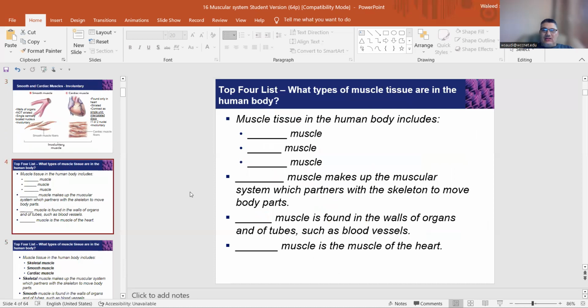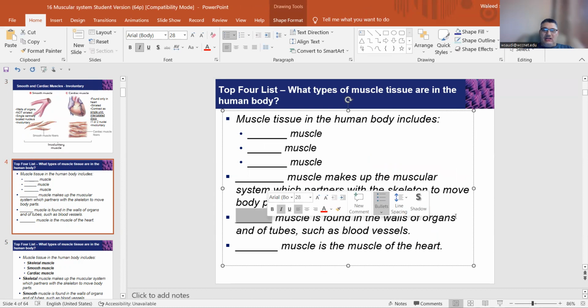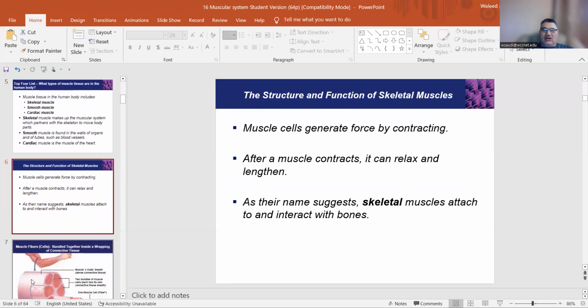So here it is. What are the three types of muscles? Obviously, skeletal, smooth, and cardiac. Which muscle is the one that partners with the skeleton to move the body parts? The name gave it away. It's the skeleton. Skeletal. Which muscle is in different organs, such as blood vessels? This is smooth. Which one in the heart? Cardiac muscle, obviously.